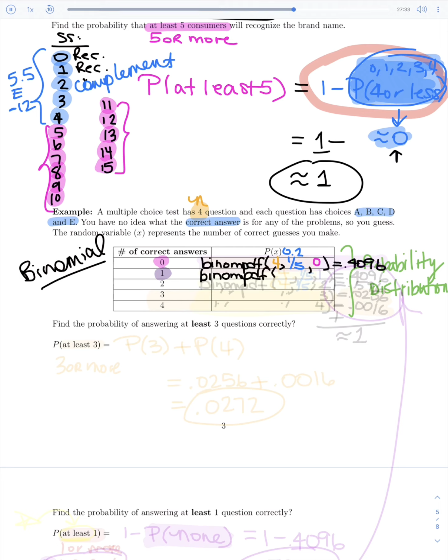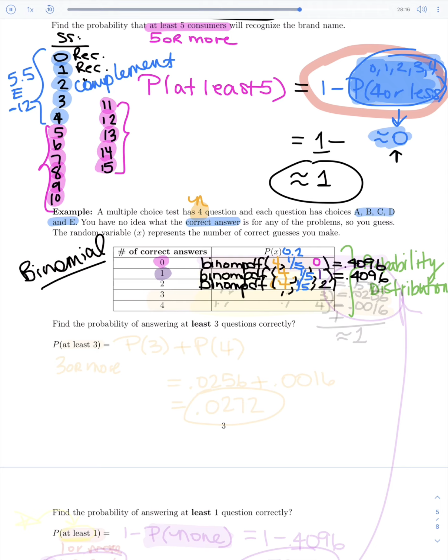And we'd be plugging in our 4 again, our 1/5, or 0.2. And this time we're looking for just if you get only 1 correct. Can't forget my comma. And again, you get a 0.4096. Again, another binom PDF. And again, a 4. And the next thing is the 1/5, your probability of getting the question correct. And this one we're going to look at getting 2 correct out of the 4.